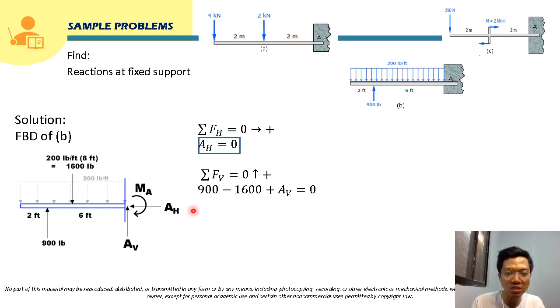So again, for summation of forces vertical, that will just be 900 minus 1,600 plus AV since it is upward. So it will be equal to 0 and we can solve for AV. So the AV here is positive, since it will be negative 900 plus 1,600 since we will transpose them. Okay, and it will give you 700. Now, it's positive, so meaning to say, our AV, we assumed it right. So this is really upward. So this will be the answer for AV.